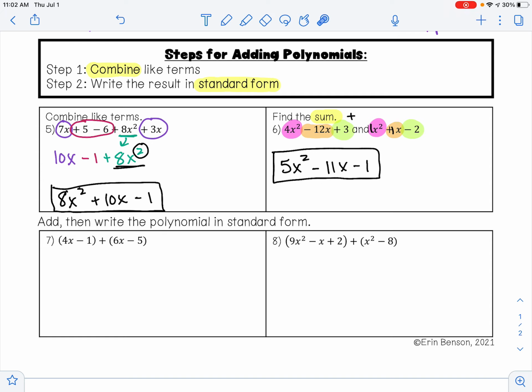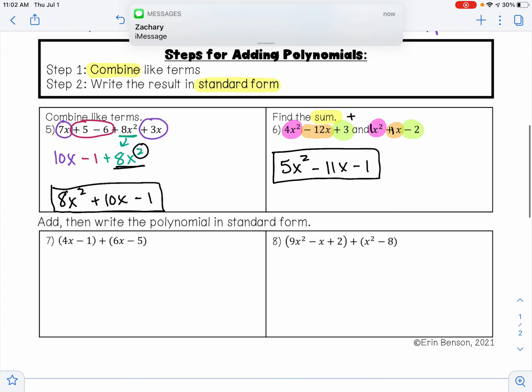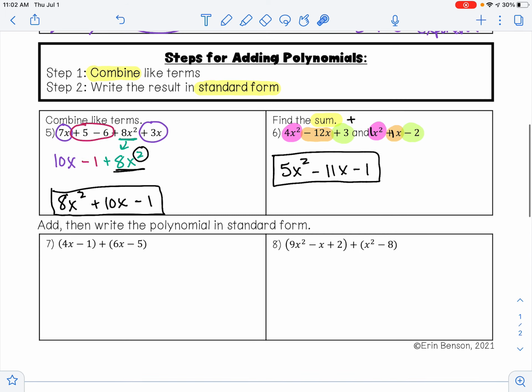So when I look at example 7, I have 4x minus 1 plus 6x minus 5. And so there's nothing to distribute in this first set of parentheses, so I can go ahead and drop those parentheses. Over here, there's nothing to distribute on this set of parentheses, so I can go ahead and drop the parentheses over here as well. Now I can just combine like terms just like how we did on the previous examples.